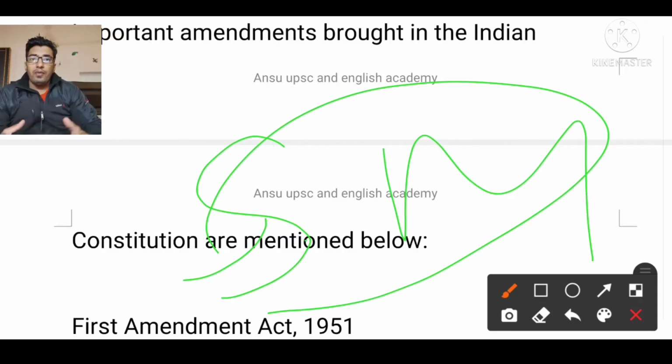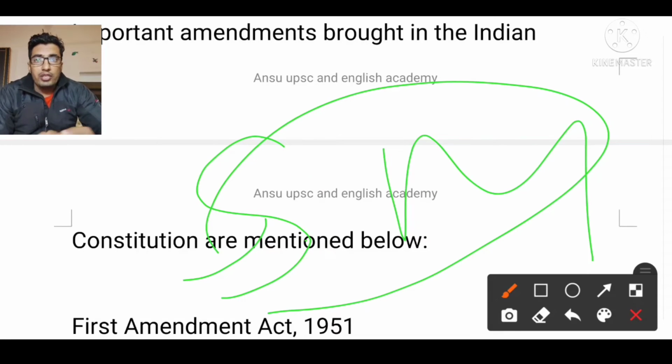And what are the other provisions you can amend by ratification of half of the states? Like the manner of election of the president, because generally state legislative assembly members are part of the electorate of the president. That's why ratification by half of the states is required for this type of constitutional amendment.